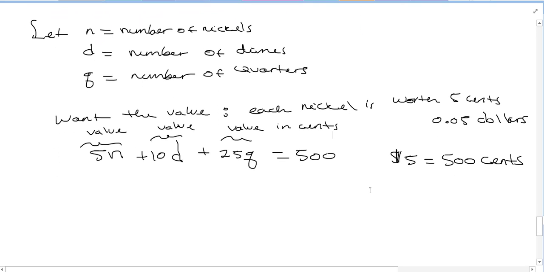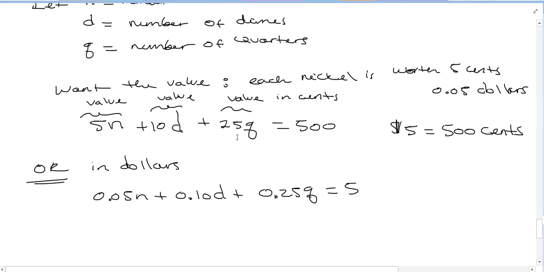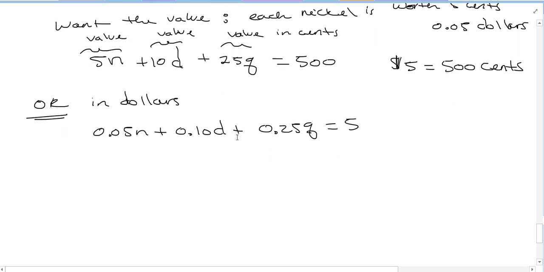And why am I doing it in cents instead of dollars? I could do it in dollars. But like I said, in dollars a nickel is 0.05. So I will have 0.05 N plus 0.10 D plus 0.25 Q equals 5. Should I get the same answer? Of course, right? This one is just the decimal place. In order to go to cents, I moved the decimal place over, or multiplied everything by 100, just so that I don't have to deal with decimals. Either one of these is okay. They're still going to give you the number of coins, but I want to deal with whole numbers instead of decimals. So I'm going to use the cents one.